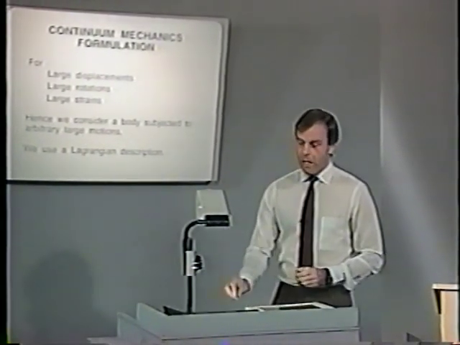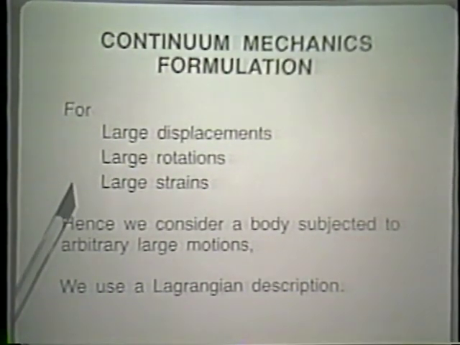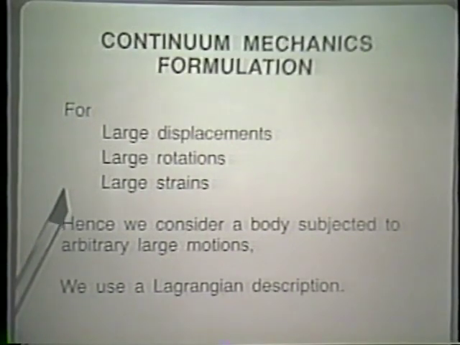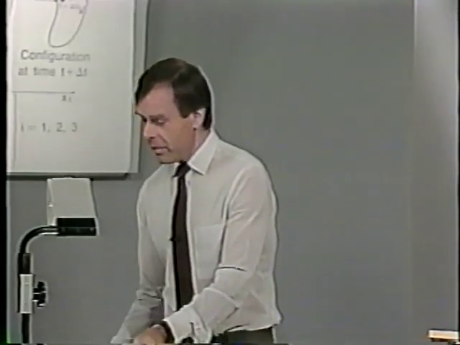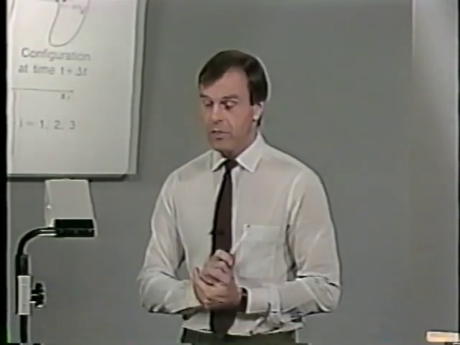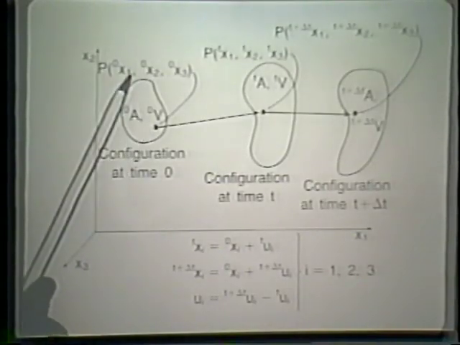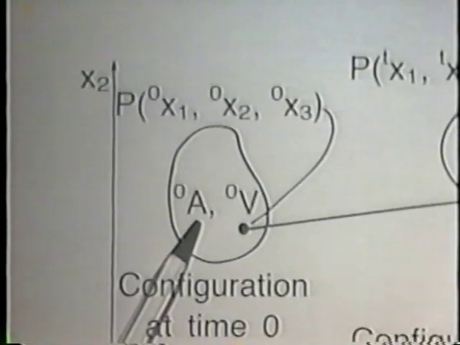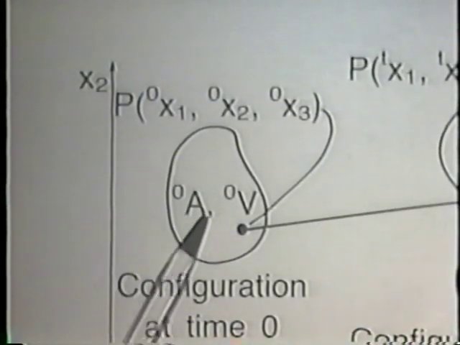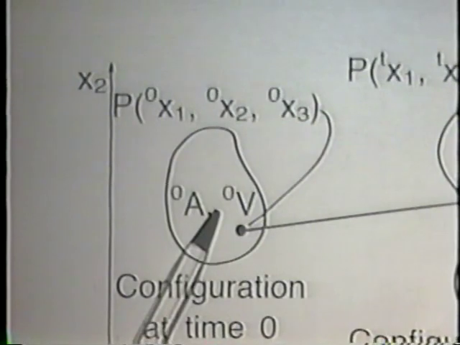We have a body that undergoes large displacements, large rotations, and large strains. So therefore, we consider the body to undergo very large motions. We will use a Lagrangian description of the motion of the body. Here, on this view graph, I have prepared schematically the body that we are looking at. Here, the body is in its configuration at time 0. Notice that the surface area of the body is described as 0A. The volume is described as 0V, the 0 being a left superscript.